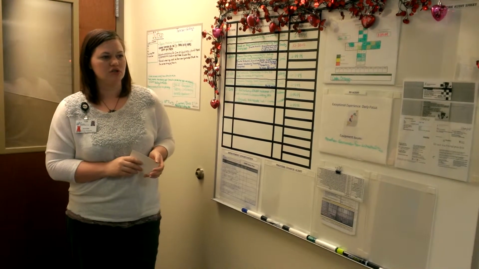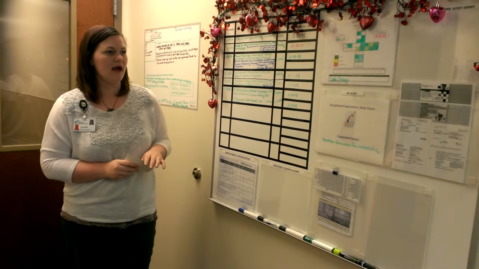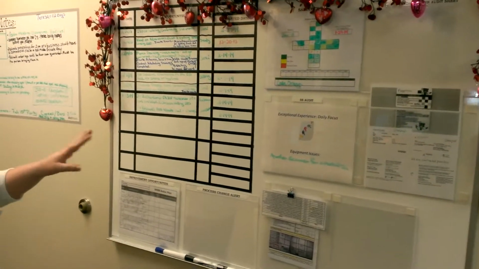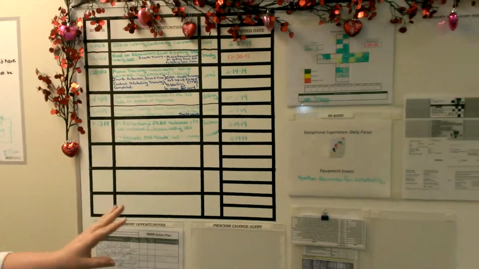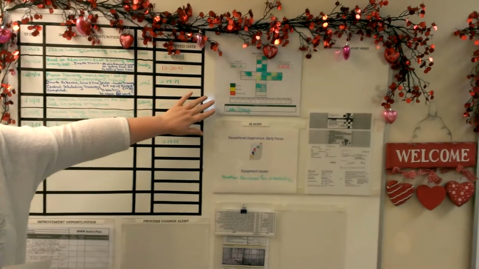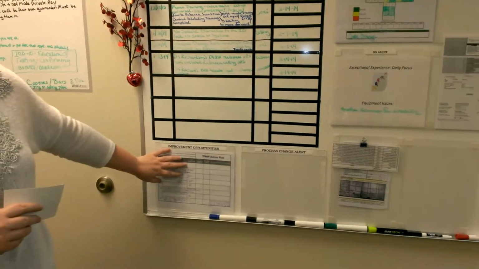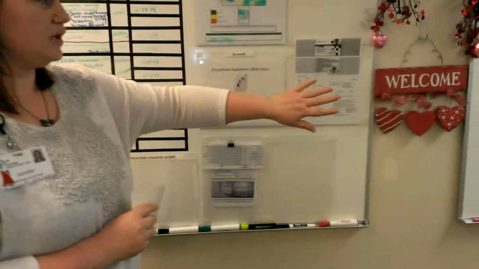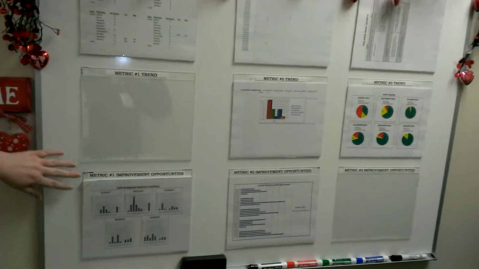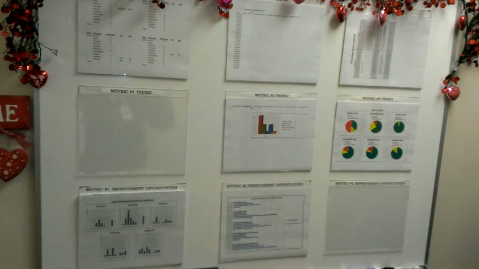So now I'd like to go into the materials that we use to do our meetings and how we do the process. For ours, we use two erase boards, and we also use sign holders to keep our information. We have a safety cross we use. We also post process change alerts and improvement opportunities. On our other board, we post all of our metrics. Metrics are things that we use to trend problems and see how we can find a solution that works for us.